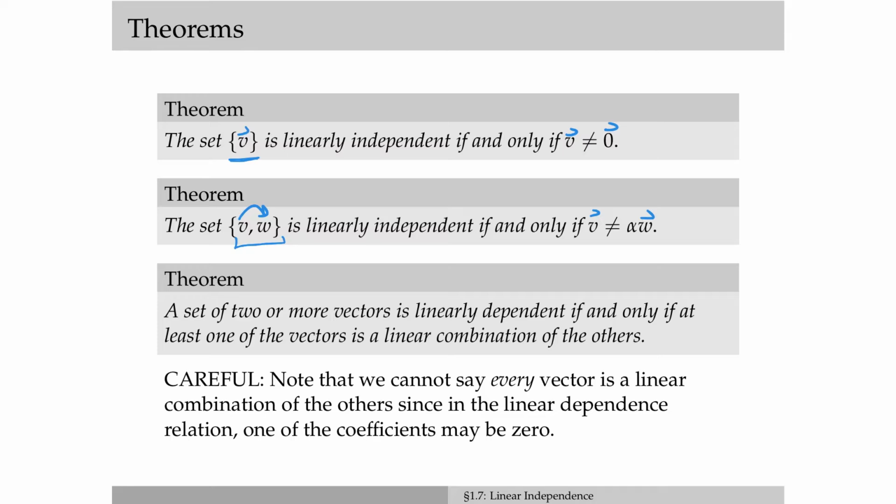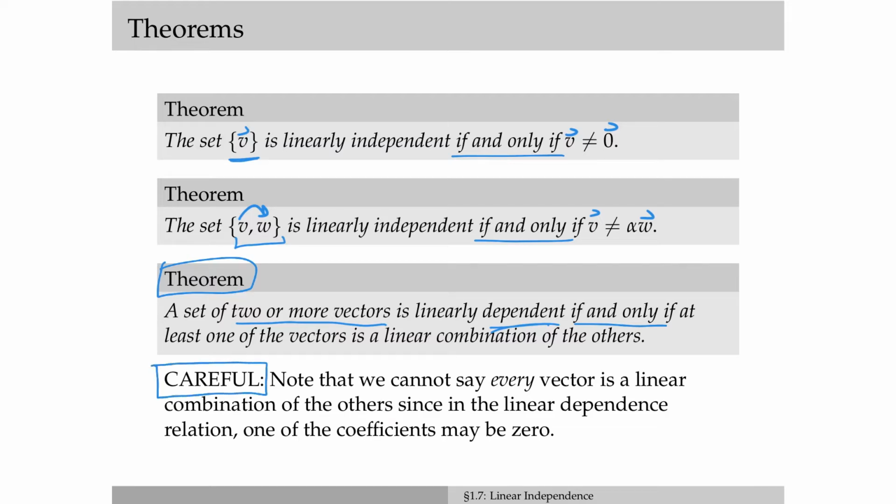And the final theorem. A set of 2 or more vectors is dependent if and only if at least one of the vectors is a linear combination of the others. We did this a minute ago. That is all this theorem here says. If you're dependent, I can take one of my vectors and write it as a linear combination of the others. And notice that all 3 of these theorems are biconditionals. So these are pretty powerful theorems.